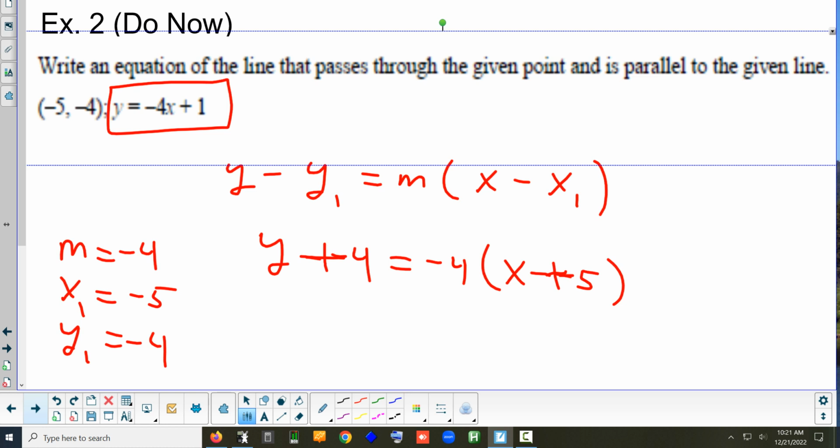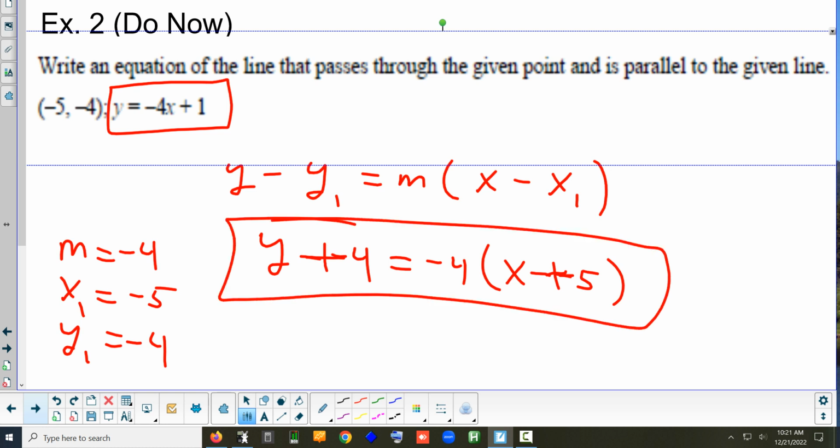And it didn't say anything in this problem about changing it to point slope form. So you don't have to do the distributive property or subtract the 4. So I'm going to leave it just like that. Any question on that one?